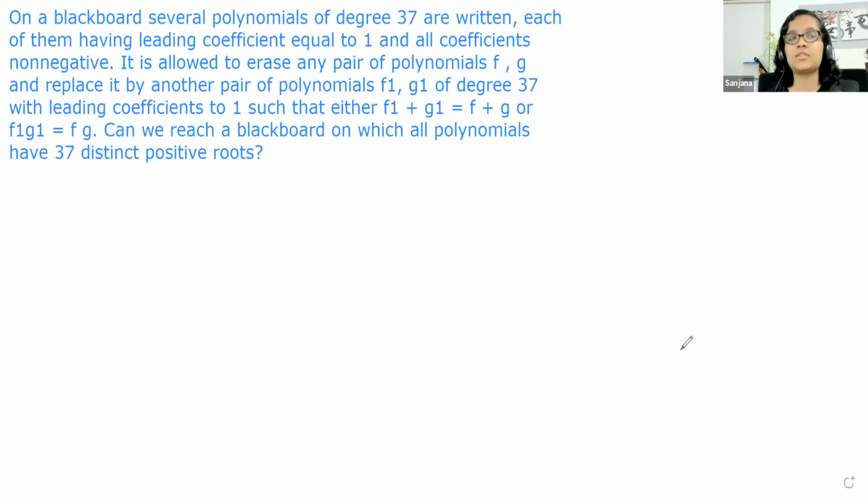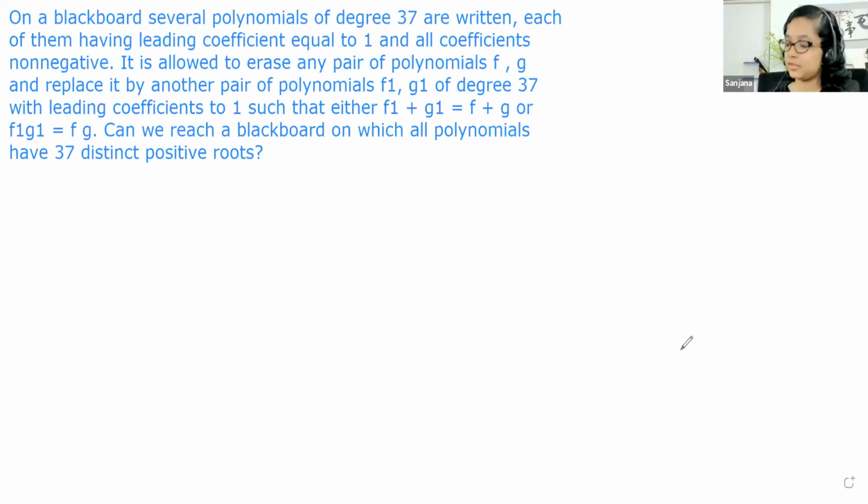Does anyone have any ideas? Archit and Malay, if you guys have ideas, you can also tell. Should I say it? Okay. Yeah, I think it's good to look at the coefficient of x to the power 36. Yes.